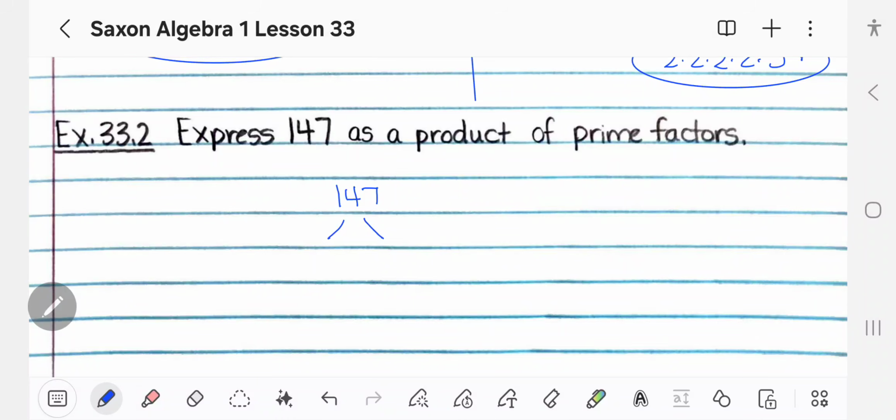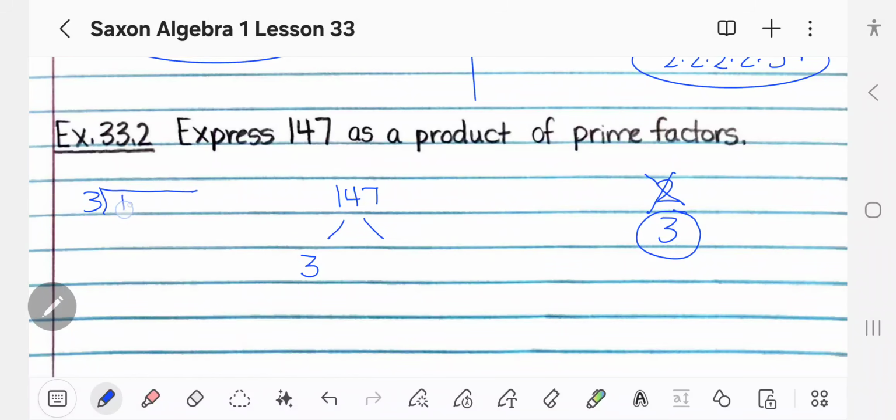Now, I like to use my divisibility rules, and I know that if a number is divisible by 2, it will be even. And you can see this ends in 7, so it's not even. So we know it's not divisible by 2. Divisible by 3, if you took Saxon 8-7 last year, you learned that if you add these digits up, 1 plus 4 is 5, plus 7 is 12, and you get a number that is divisible by 3, then the number is divisible by 3. So that means I know 147 is divisible by 3.